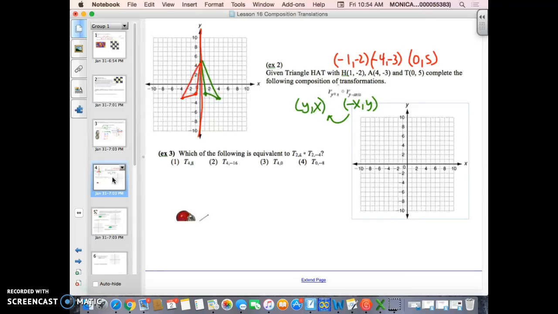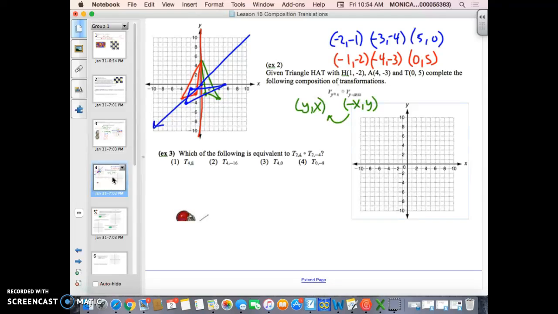Okay? And then the third rule says I'm going to flip-flop. So I'm going to use the previous one. It's going to be negative 2, negative 1, negative 3, negative 4, and then 5, 0. So now I can go -2, -1, -3, -4, and then 5, 0. So essentially it looks like this because I'm reflecting across this line here. That's the y equals x line. Awesome.